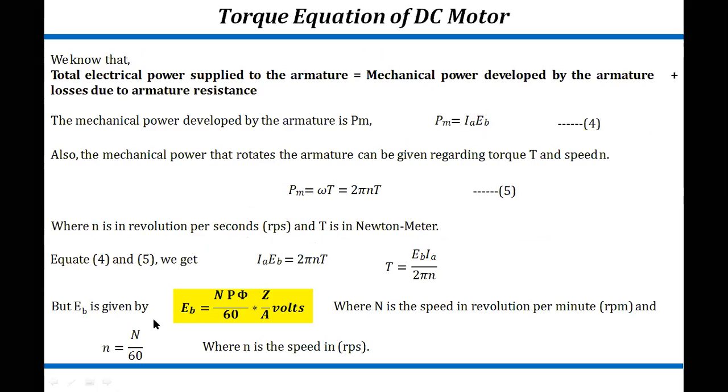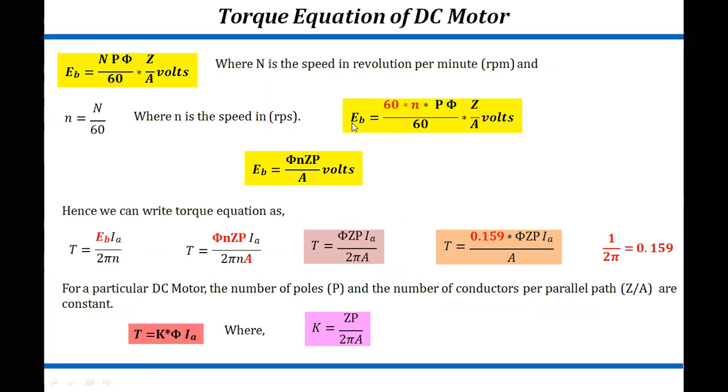But we are aware of the back EMF equation. We get N P phi upon 60 into Z by A. That is the capital N. Here we have small n, so you can take capital N in the form of small n. How? Small n into 60. So when you write EB, you will get the back EMF equation: EB equal to n P phi Z by A.